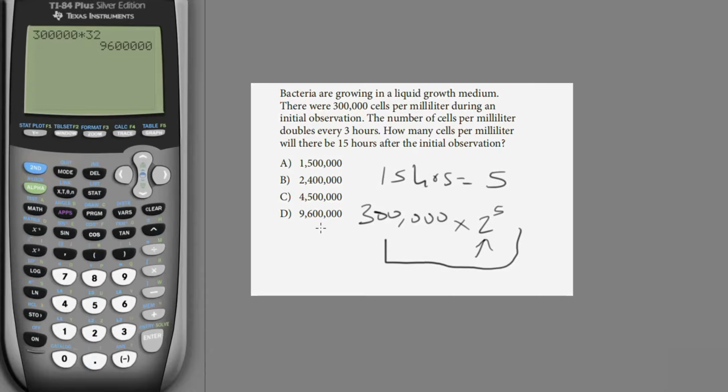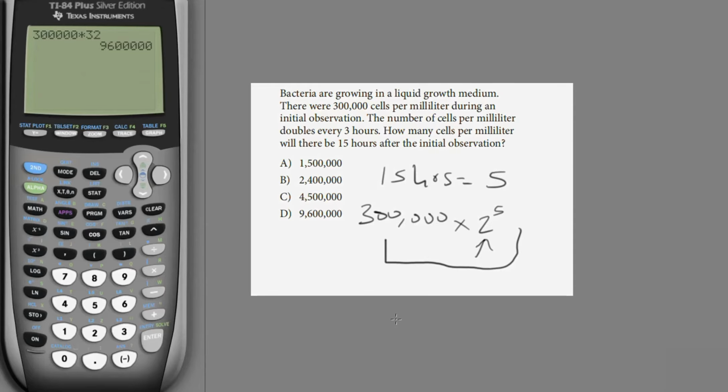9,600,000. So that will be the number of cells you're going to have per milliliter in 15 hours. How many cells per milliliter will there be 15 hours after the initial observation? You're going to have 9,600,000 cells per milliliter. Option D, the right answer. So let's continue with the video.